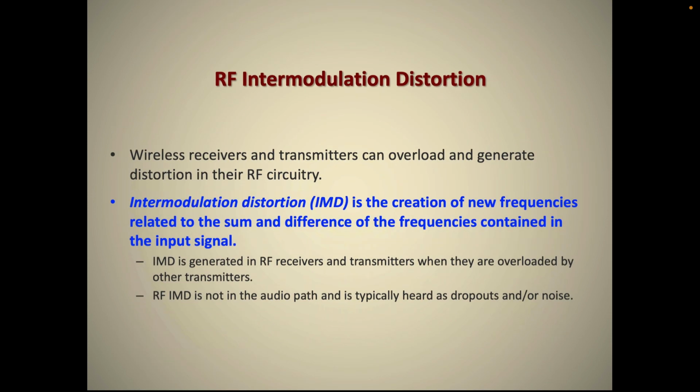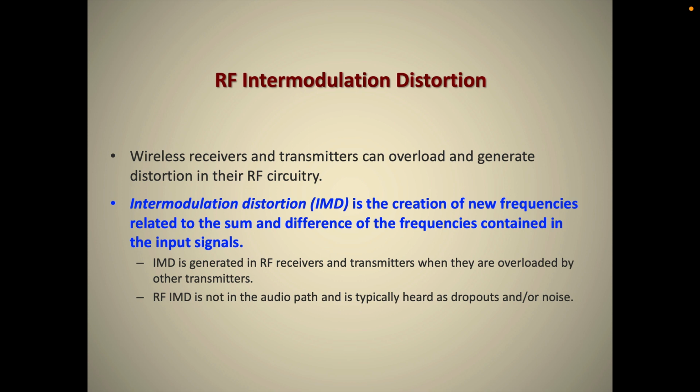So what is IMD? Intermodulation distortion, or IMD, is the creation of new frequencies related to the sum and difference of the frequencies contained in the input signals. So that's a pretty complicated sentence. What exactly is intermodulation distortion? Well, wireless devices can overload each other and generate distortion.